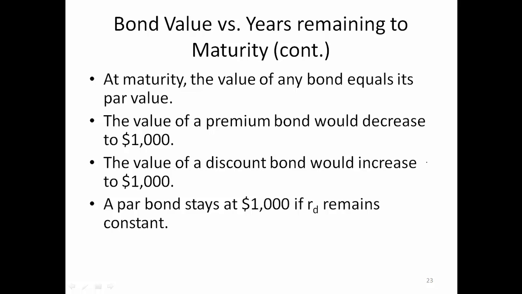The value of a premium bond would decrease to $1,000, and the value of a discount bond would increase to $1,000. And a par bond, or say a bond that sells at its par value, can stay at $1,000, the par value, if the interest rate remains constant.